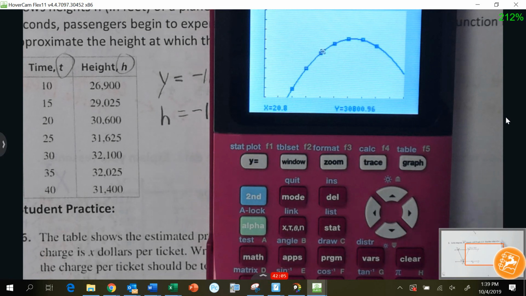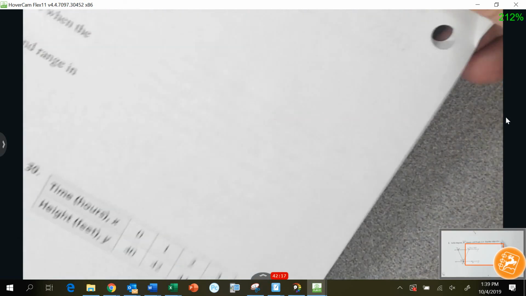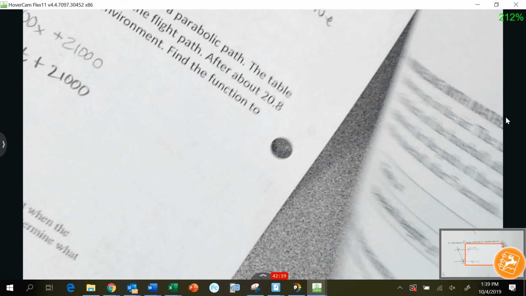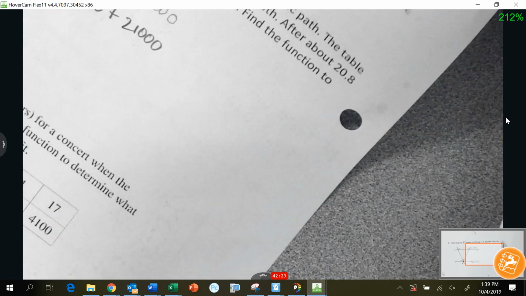Your assignment is this packet starting at number 6. They're like screenshots from the book, so it's just do the rest of the packet. Yes, the rest of the packet.